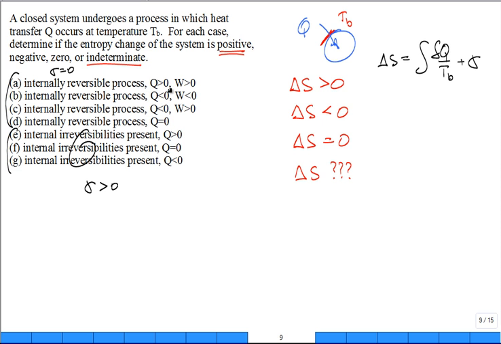Now, for the heat in, that's heat in, right? So this is positive, 0. So what is the change in S? Positive. What about all this work stuff? Complete distraction. It's irrelevant, right?